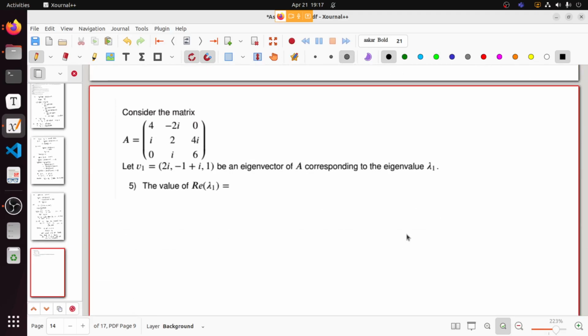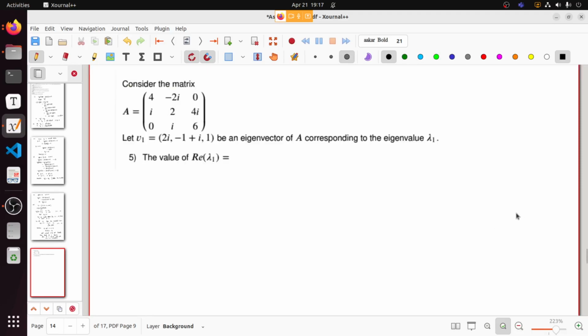Okay, so what it is saying: consider the matrix is given, and V1 is an eigenvector of A corresponding to the eigenvalue lambda 1. V1 is given and it's an eigenvector of A with the eigenvalue lambda 1. You have to find the real part of lambda 1. So let's find the eigenvalue corresponding to this vector. V1 is an eigenvector with eigenvalue lambda 1, which means A V1 will be lambda 1 V1, right?